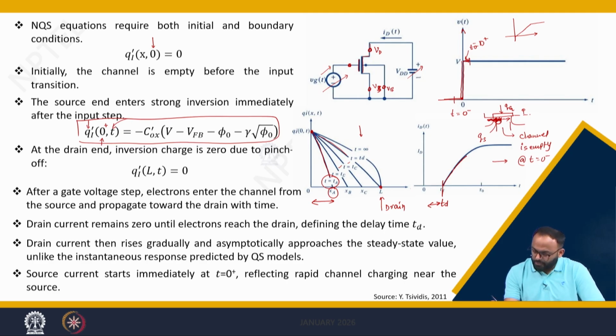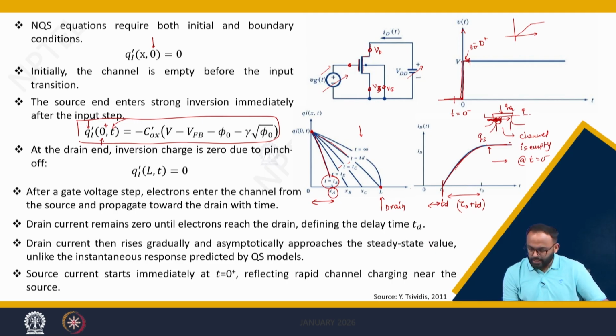Okay. Now the drain current starts slowly, but again the drain current will not abruptly settle into steady state. It requires some time, right? And that is what tau naught plus td. So ultimately at time t equals infinity, the current will reach steady state.